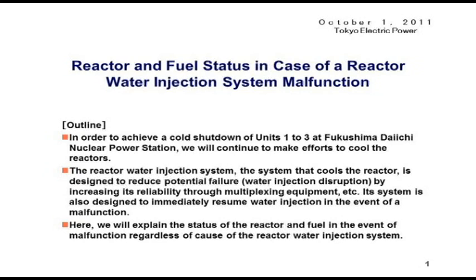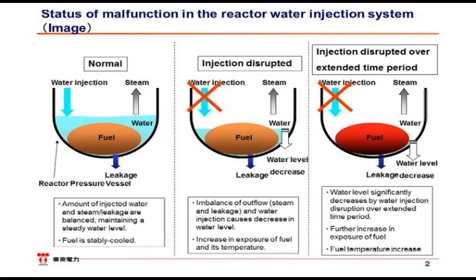Basically, we have backup facilities for the feed water system, such as spare pumps, emergency power source cars, and firefighting vehicles, so that we will be ready to restore the system immediately. Today, we will introduce what will happen and how we should respond when the system does not function in spite of those backup facilities. As illustrated at the bottom of the slide, first let me explain some of the images depicting the state inside the reactor when the feed water system is disrupted.